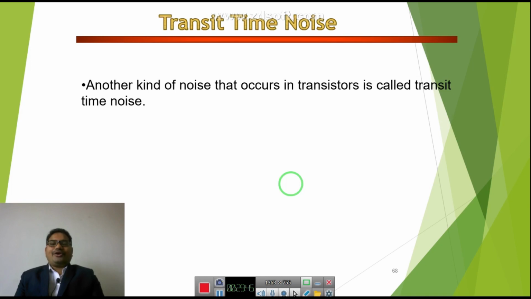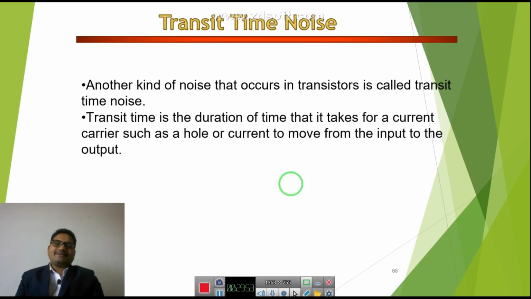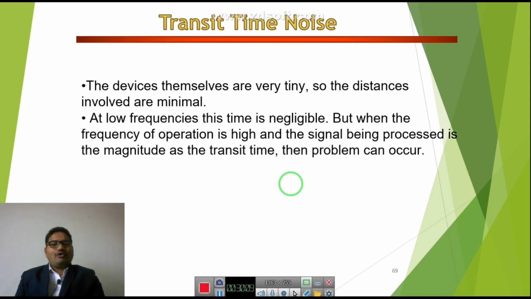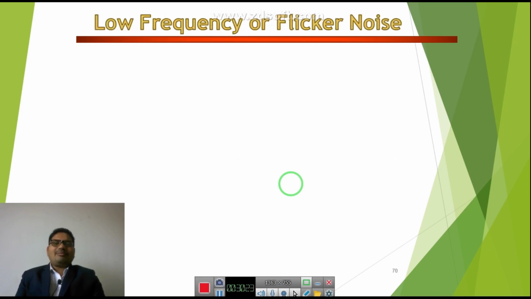The next type of noise is transit time noise, which occurs in transistors. It is the duration of time that it takes for a current carrier, such as a hole or a current, to move from the input to the output. The devices themselves are very tiny, so the distances are also very small. At low frequency this time is negligible. But when the frequency of operation is high, the transit time becomes comparable to the period of the signal being processed, and then the problem can occur.